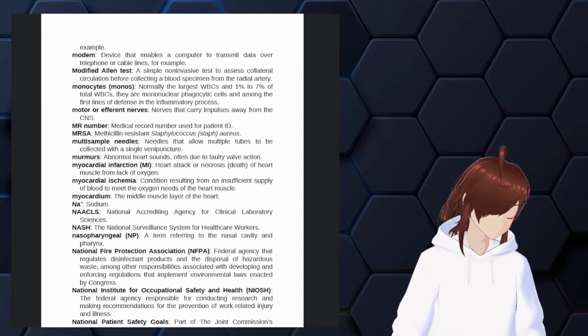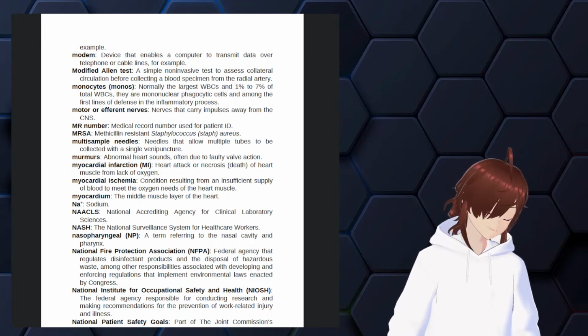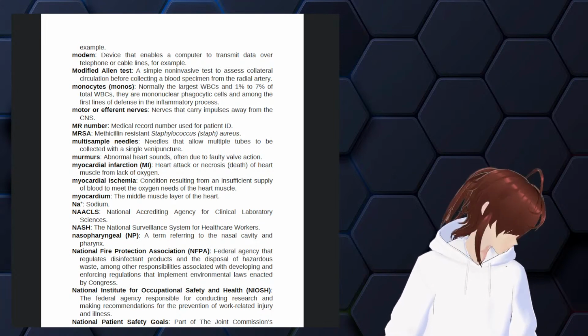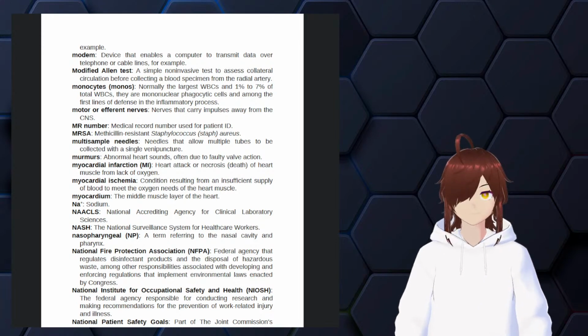Murmurs, abnormal heart sounds, often due to faulty valve action. Myocardial infarction, MI, heart attack or necrosis, death of heart muscle from lack of oxygen. Myocardial ischemia, condition resulting from an insufficient supply of blood to meet the oxygen needs of the heart muscle. Myocardium, the middle muscle layer of the heart. Na plus, sodium. NAACLS, National Accrediting Agency for Clinical Laboratory Sciences.